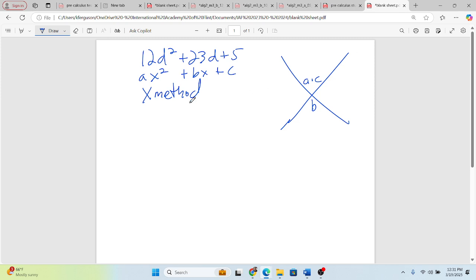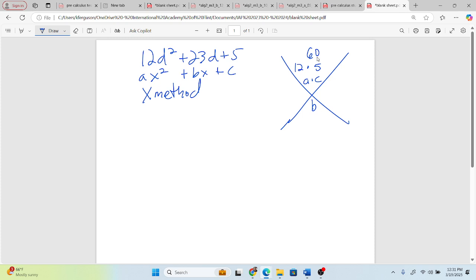So the X method. I draw a big X and I've got A times C over B. That's when I break my quadratic equation down like this. A, B, and C are the coefficients or the constants in each of the terms, right? So in this problem, what's my A? Yep, it's 12, and then what's my C? 5. So 12 times 5 is 60.